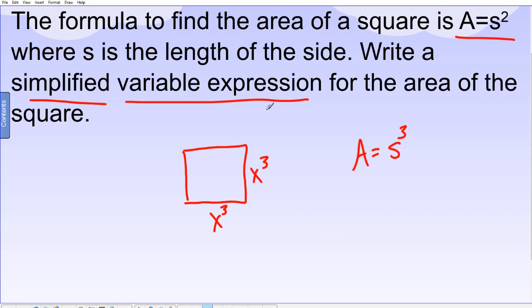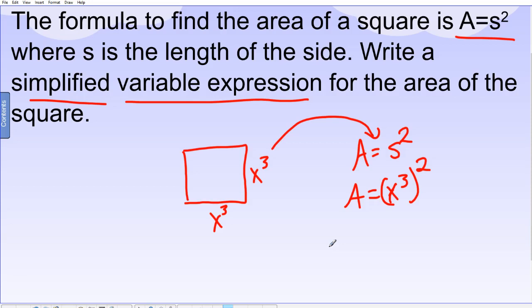So from this information here, if I plug in the length of my side for s, s is x cubed. Oopsie. I realize now that this is supposed to be a squared. I typoed that wrong. So I'd have x cubed for s, and that whole thing is squared. So if we simplify this variable expression, that will give us a simplified variable expression for the area of the square.